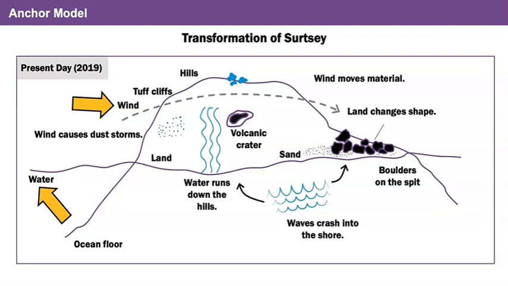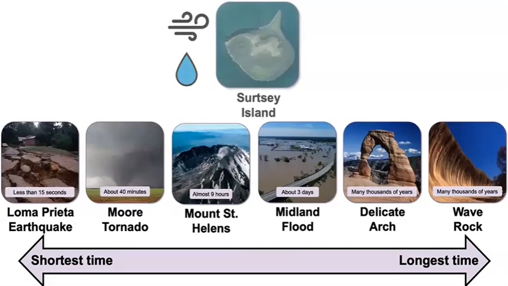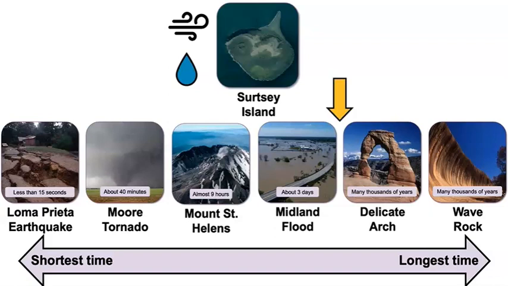How can we find out? I think we can find out if the wind and water events are fast or slow by comparing those changes to other Earth events. Where would you place the wind and water events that are changing Surtsey on the diagram? These events have happened over lots of years, but Delicate Arch and Wave Rock have been changing for a lot longer. So I would put the wind and water events before Delicate Arch and Wave Rock.